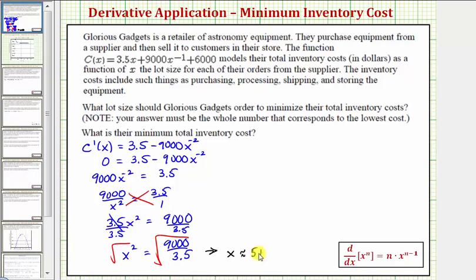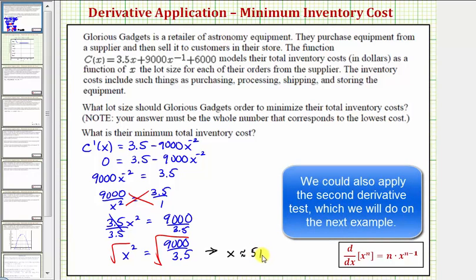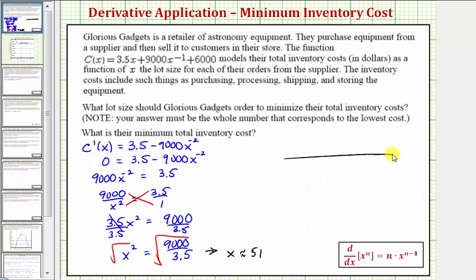Now we can't assume this is the x value that's going to minimize the inventory. We do need to apply the first derivative test. So to do this, let's sketch a number line. Our critical number is approximately 51. So we'll use the first derivative test, which means we'll test the sign of the first derivative to the left and right of 51 to see if the function is increasing or decreasing. From this information, we can determine whether we have a min or max value at x equals 51. So for our test values, let's say x equals 40 and x equals 60. Any values to the right and left of 51 would work.